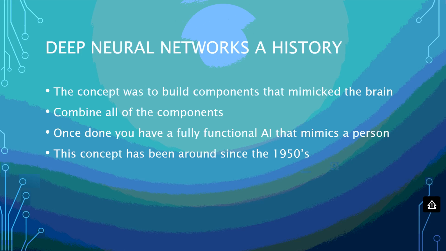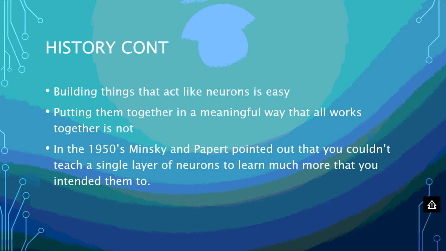So deep neural networks throughout history started back in the 1950s, as I said. The concept was that you would build components that mimic the human brain, and then once you've built all these components, you just kind of piece them together like a puzzle. And once you've done all that, then you have a fully functional AI that mimics a person. So it sounds easy, but let's see what happened back in the 1950s.